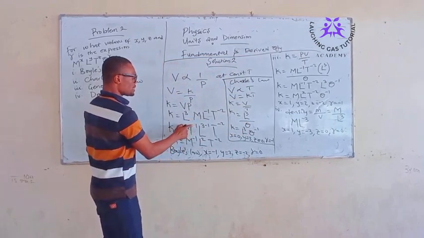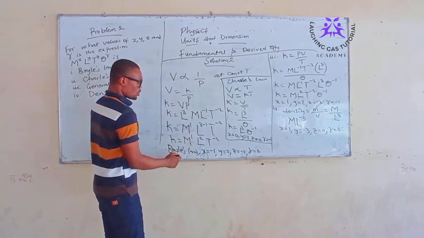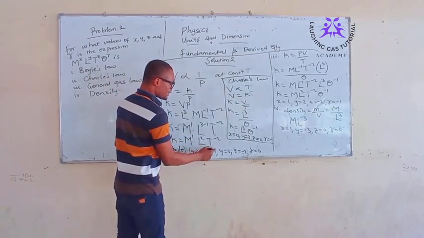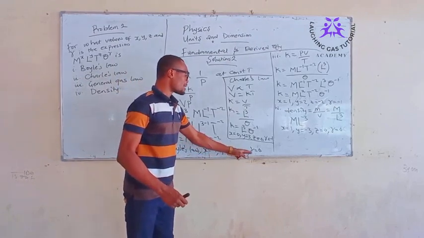Okay? Sorry, this one, not negative 1, and then this 1. So it means that for Boyle's law, X is 1, Y is 2, Z is minus 2, gamma is 0.